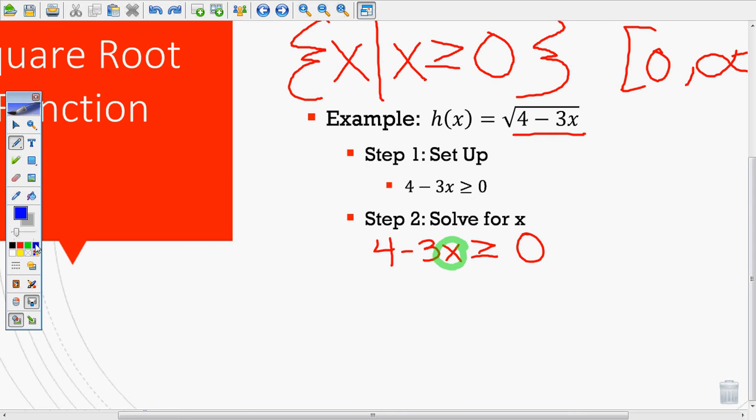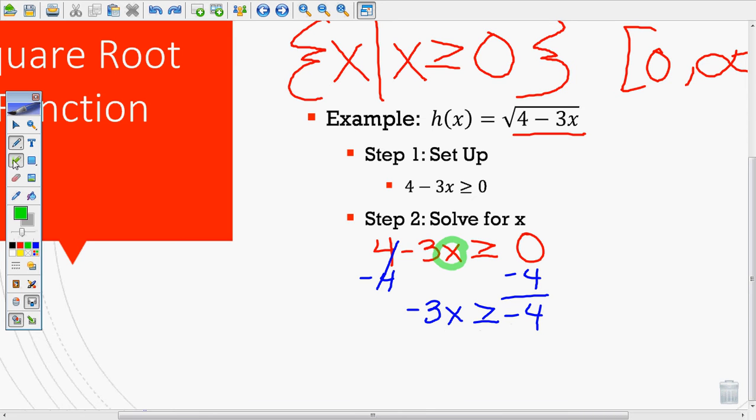So think about if you are a burglar and you're trying to rob a bank. Is it going to be easy, or are there things you have to get through to get closer to the vault? My first line of defense here is the 4, so I have to knock out the 4. How am I going to knock out this 4? Subtract. And what I did on one side, I did to the other, and I'm left with negative 3x is greater than or equal to negative 4.